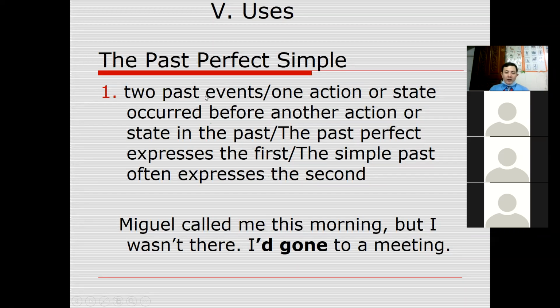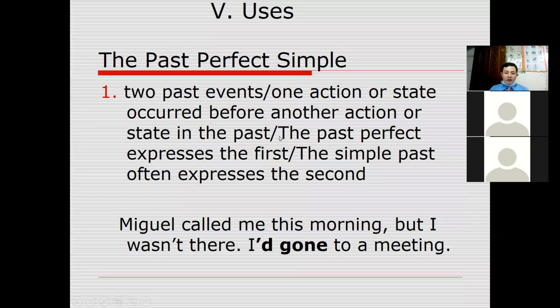With those two past events, one action or step occurs, means happens, before another action. And I just want you to note that here, past perfect is the first one, and the past simple is the second one. As you can see in the example here: my girl called me this morning, but I wasn't there. I had gone to the meeting.